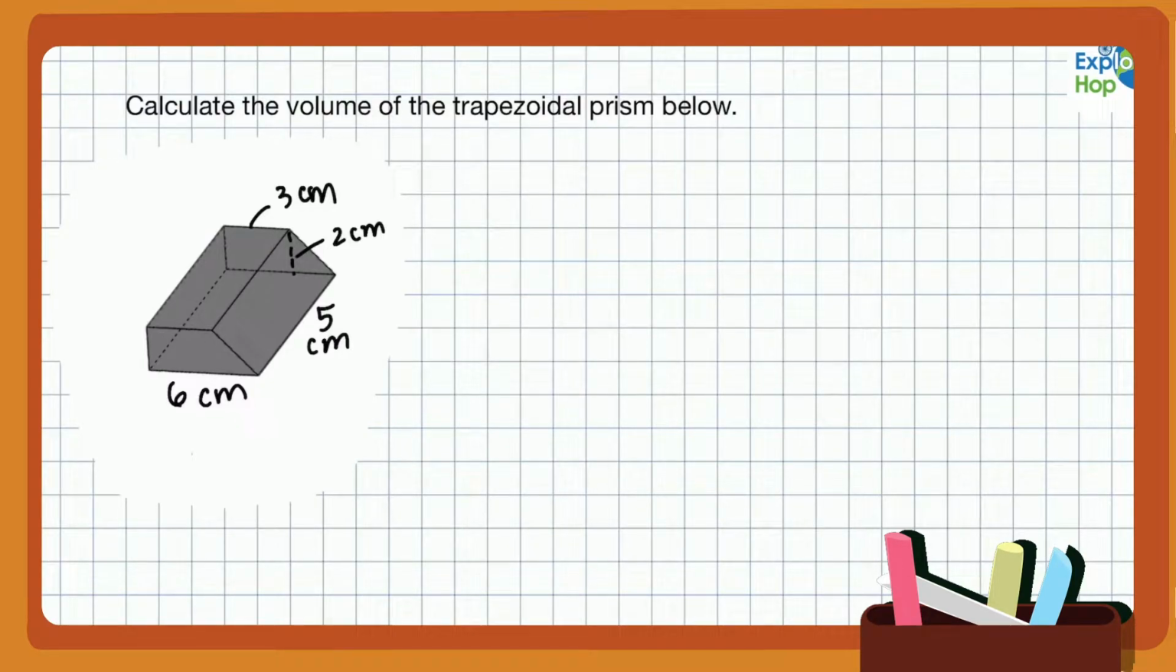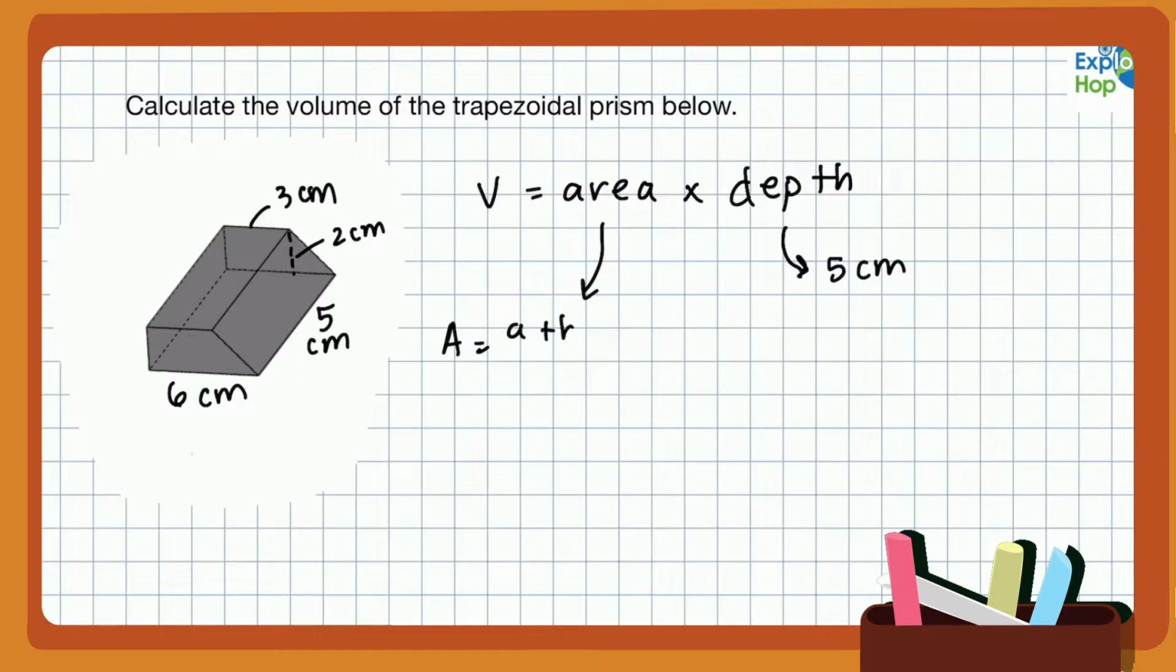Today we have a trapezoidal prism in front of us and our job is to calculate the volume of the trapezoidal prism. So we know that the formula for the volume of the shape is the volume is equal to the area multiplied by the depth of the 3D shape. So we know right off the bat that the depth is 5 centimeters, but we still need to calculate the area. So the area is equal to (A plus B) divided by 2 times the height.